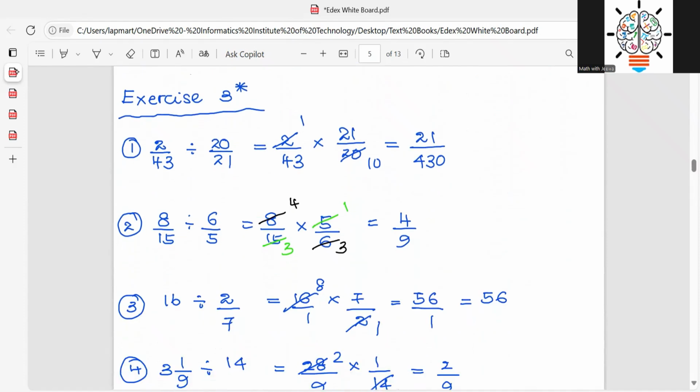Okay. In exercise 3 star, again, I discuss only the sums without taking the word problems, because I wanted to do those word problems with you.